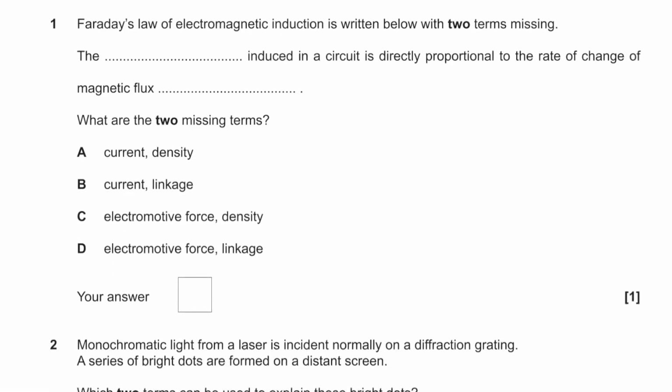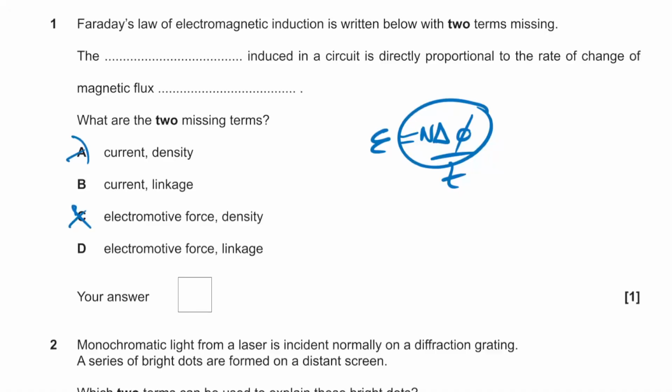We have multiple choice first, Faraday's law of electromagnetic induction, and we have two terms missing. The EMF induced is directly proportional to the rate of change of magnetic flux. We know that Faraday's law is equal to delta phi over t, so it is flux linkage, because that is flux linkage there, so it can't be flux density. And the EMF induced in the circuit, it is the EMF, so therefore the answer is D.